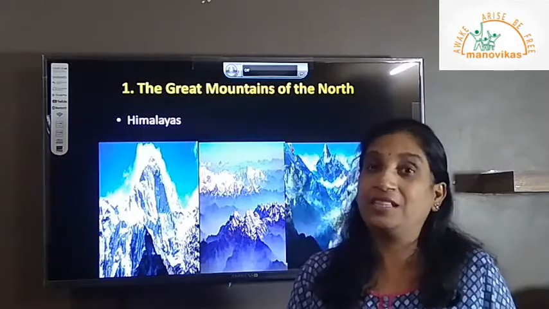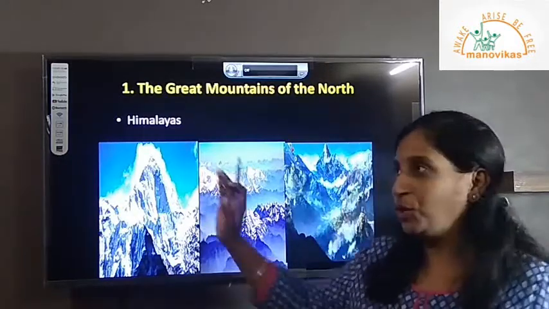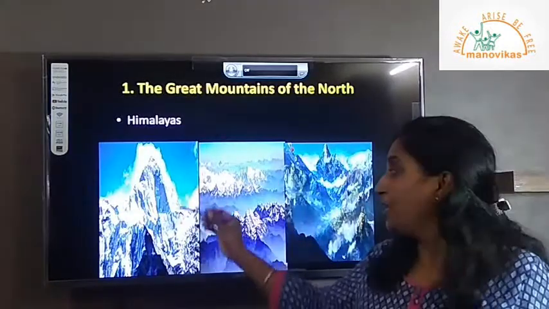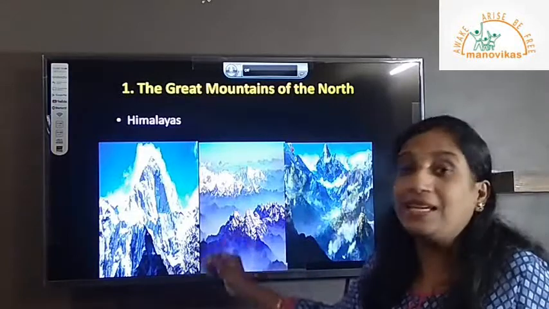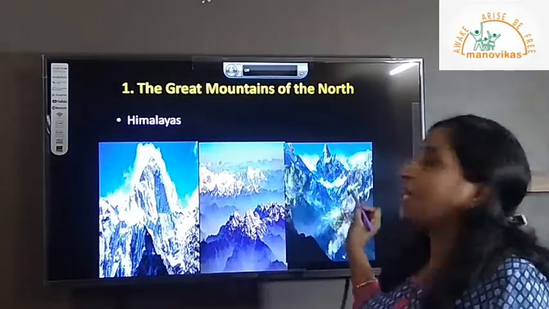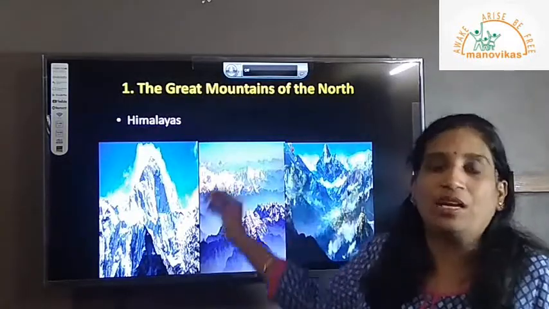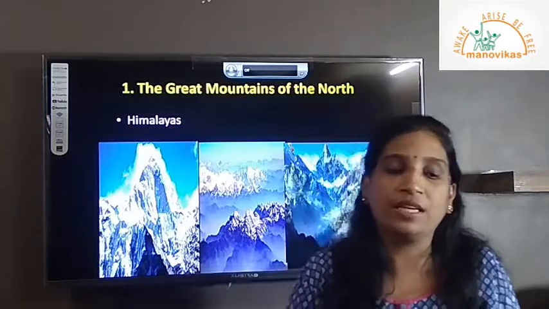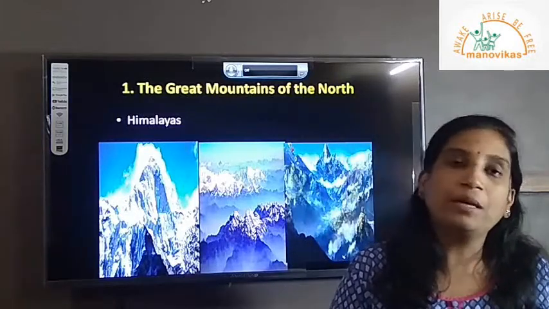Imagine the height, 8,000 meters, right? So what you can see on the screen is the picture of the Himalayas. You can see here, it's not one mountain, two mountains. It's a series of mountains together, running parallel to each other, forming the ranges. And they stand very, very tall. This is the first physical division of India, called the Great Mountains of the North, called Himalayas.